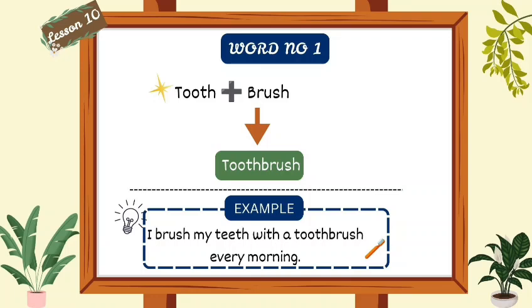Lesson number 10, word number 1. Tooth plus brush combines to make one single word, which is toothbrush. For example, I brush my teeth with the toothbrush every morning.